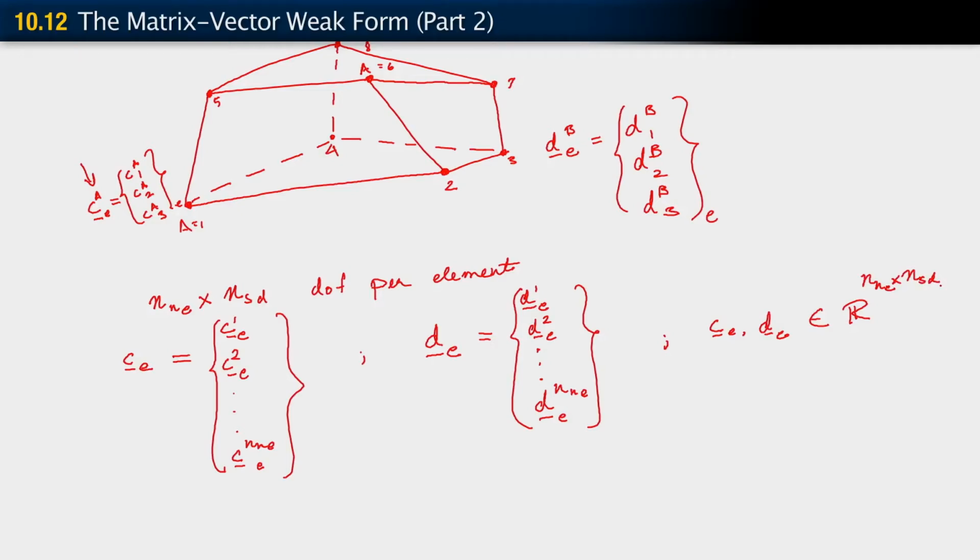In particular, if you're doing trilinears, how many degrees of freedom on a trilinear element here for elasticity? 24. Okay, so what we're seeing is 24 degrees of freedom on trilinear elements, and this 24 is got as the product of NNE times NSD.